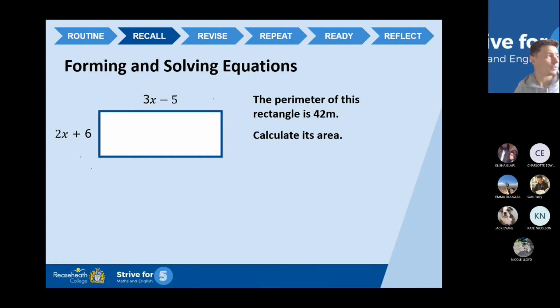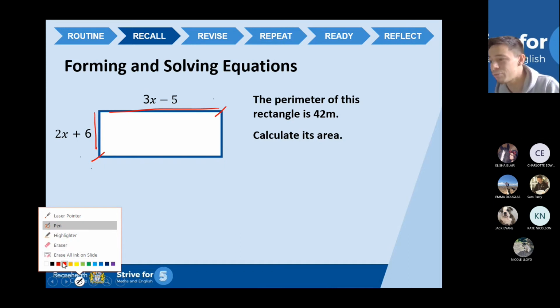Deep breaths. The perimeter of this rectangle is 42 meters. Calculate its area. We've not been told the sides, we've just been given algebra. So we need to use our knowledge of algebra to work out the length and the width of this rectangle. If the whole perimeter is 42, then what must half of the perimeter be? What must one width and one length add up to?